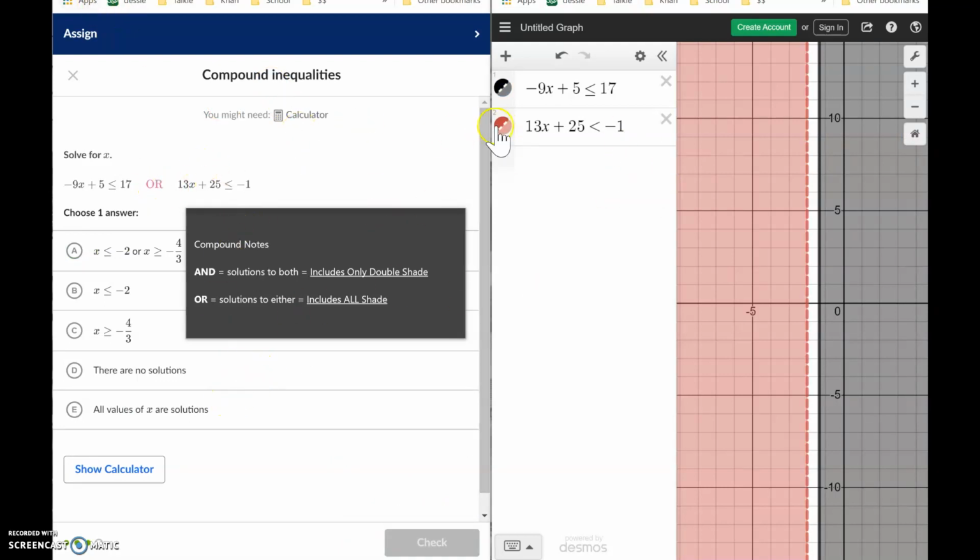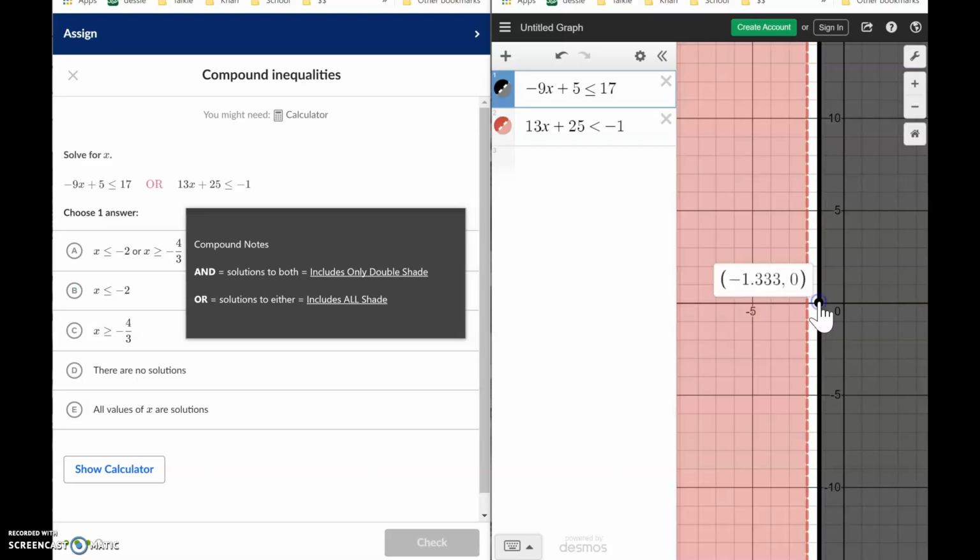It's an or. I've already got them both typed in. With or, we're trying to match the one that includes all the shade. So we want a shade starting at -2, shaded to the left with a dashed line. We want a shade starting at -1.333, which is -4/3, with a solid line shading to the right. So let's go ahead and try out option A.